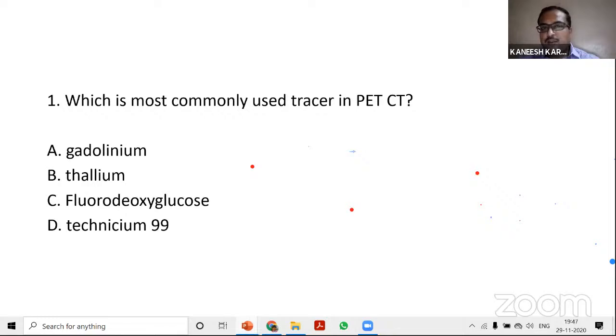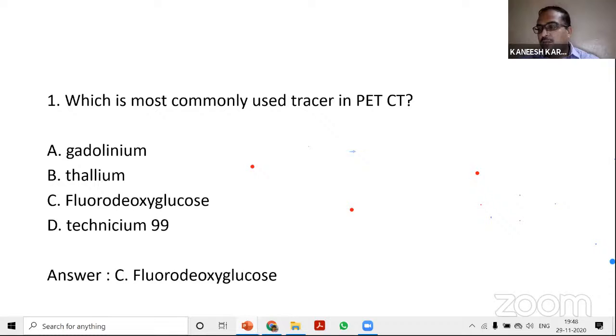Which is the most commonly used tracer in PET-CT? I can see multiple responses. Why is everybody saying D? One response is C. The answer is fluorodeoxyglucose. Fluorodeoxyglucose is the most commonly used tracer in PET-CT.